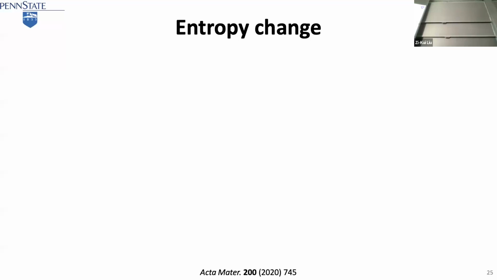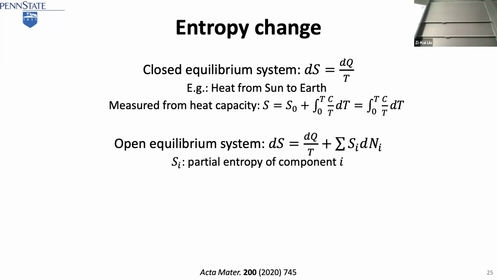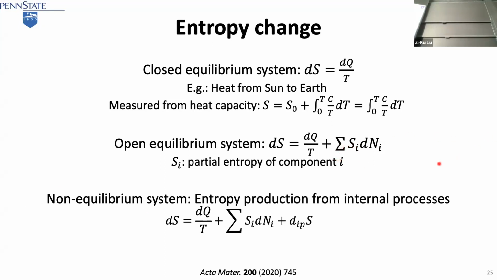All right, so entropy change. What about entropy change? If it's close to equilibrium, the relation from the heat from the sun to the earth is actually the entropy change, but it's measured from heat capacity. But if it's an open system, you have each mass has an entropy, right? If it's not equilibrium, you have entropy reduction.